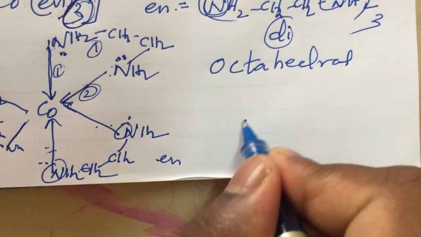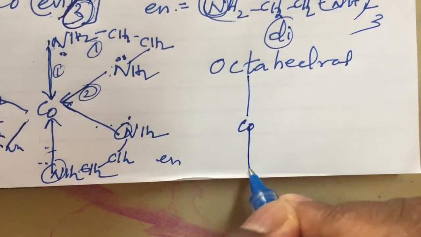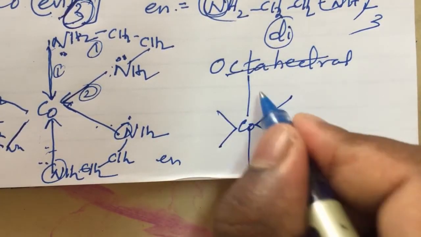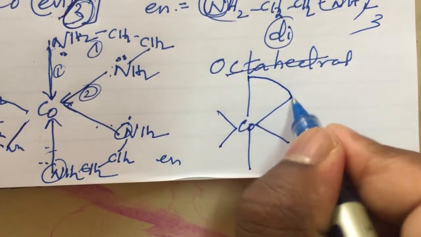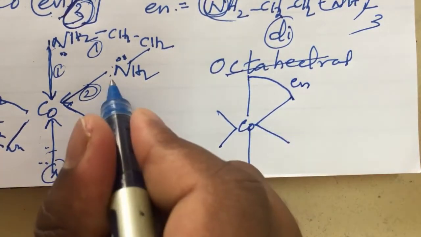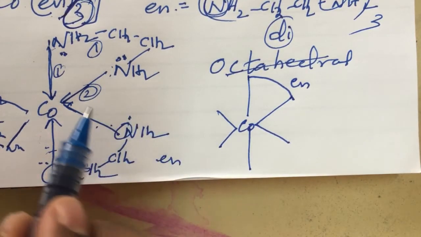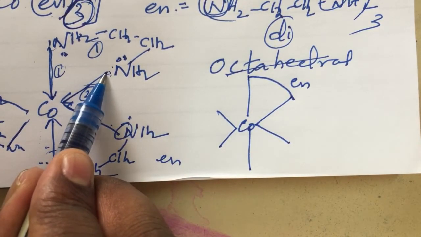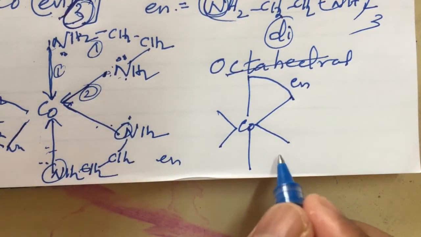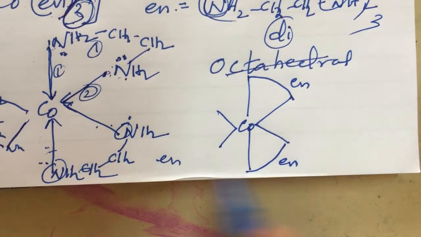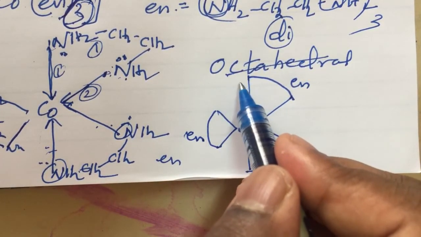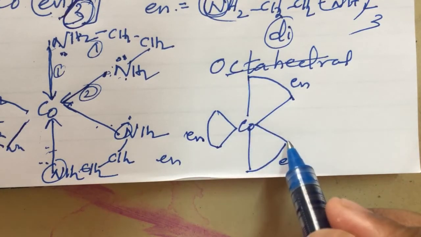Listen, cobalt. In a textbook you can see a picture like this. Okay, octahedral. Then 1 en is here. Second en, don't draw here, because this position is already used by this NH2. So don't write NH2 again here. Write NH2 here, en. And third en is here. If you start from here, then the second will come to this position, the third to this position.